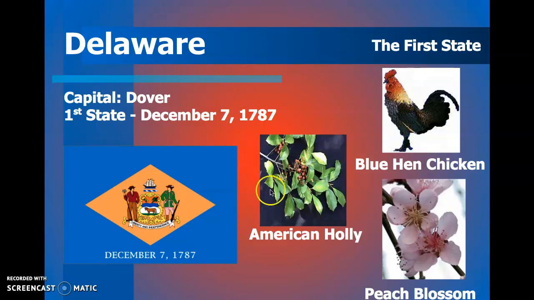Has a couple farmers on its flag. The American holly is the state tree. The blue hen chicken, which is also the University of Delaware mascot, the Delaware Fighting Blue Hens, which I think is really funny. And then the peach blossom is the state flower.